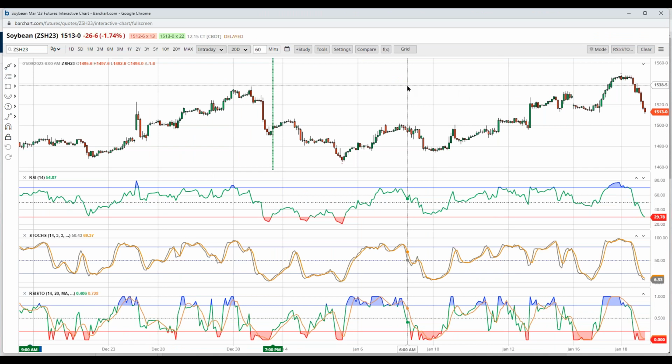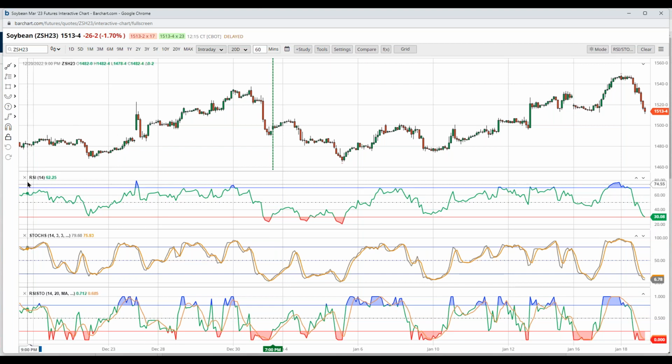So what I've done here is I've already created a chart for the soybeans contract, and I'm using 20 days and 60 minutes. 60 minutes is the most important. It doesn't matter how much data you use, just that we're on a 60-minute time interval.